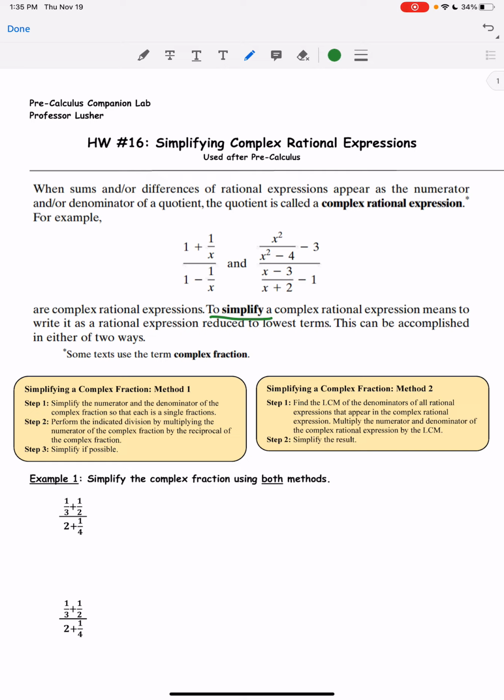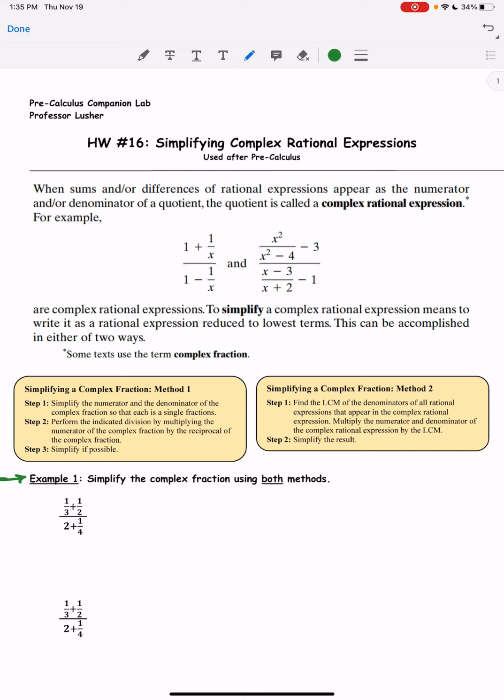So to simplify complex rational expressions means to write a rational expression reduced in lowest terms. This can be accomplished in 2 ways. And by the way, this complex rational expression can also be called a complex fraction, which I think is actually mostly what it's referred to. That's how I usually refer to it, but those mean the same thing. So here's our method 1 and our method 2.